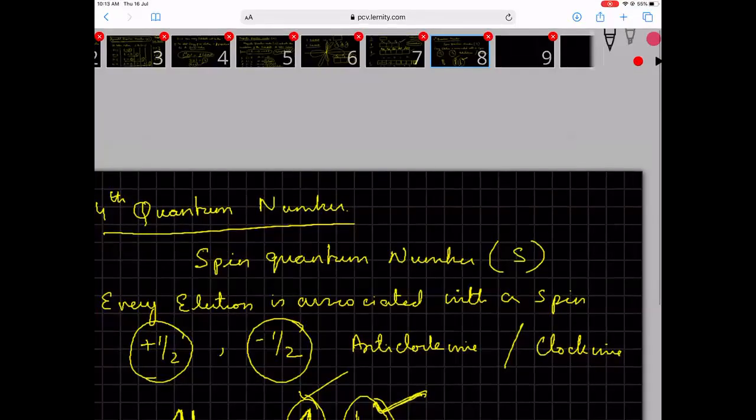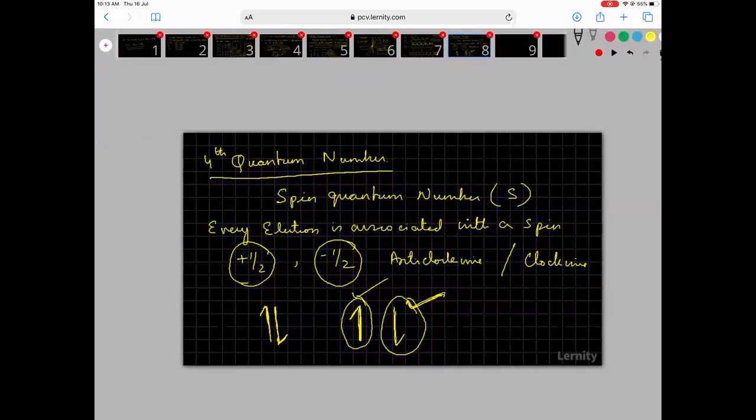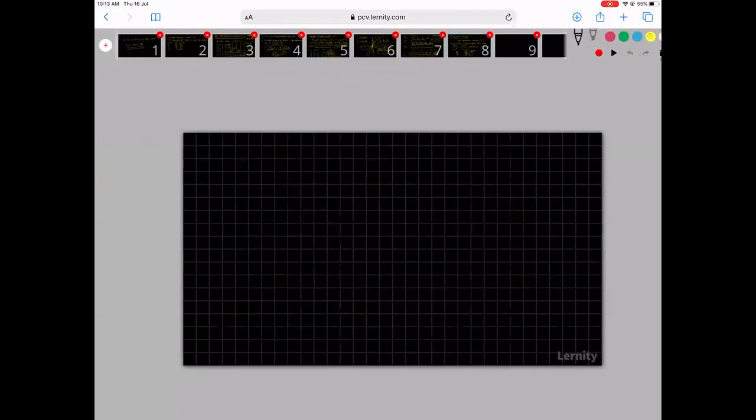Okay, so now putting all of them together, as per the quantum theory, they have the principal quantum number, the azimuthal quantum number, the magnetic quantum number, and the spin quantum number. So if n is equal to 1, L is 0, M is 0, there can be plus half, there can be minus half. If n is equal to 2, L is 0, 0, so plus half, minus half.